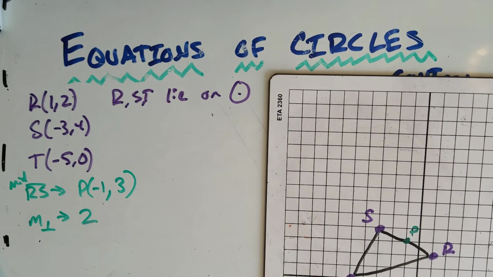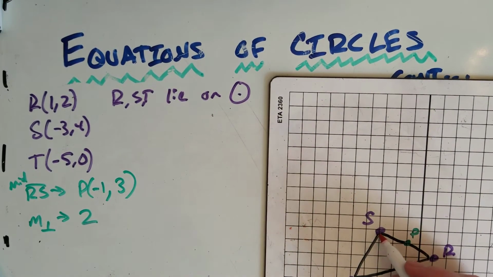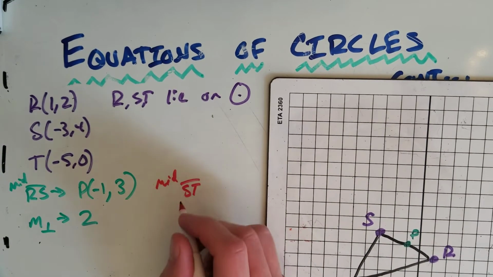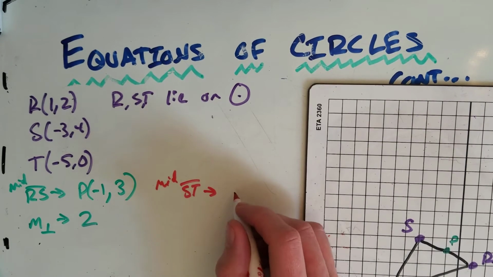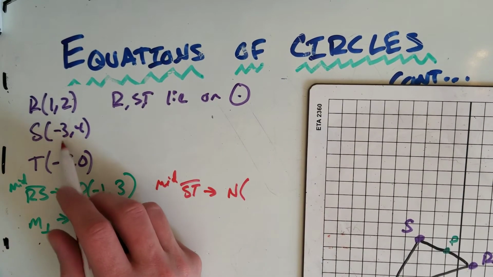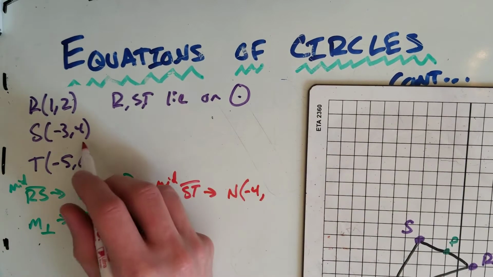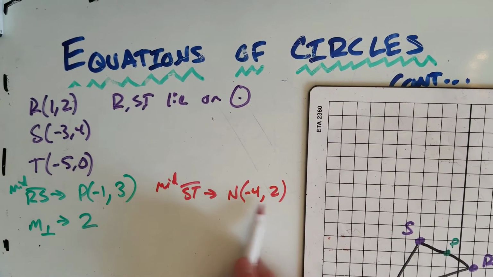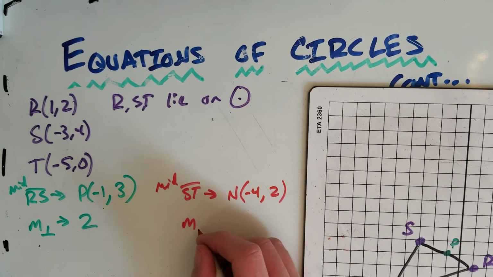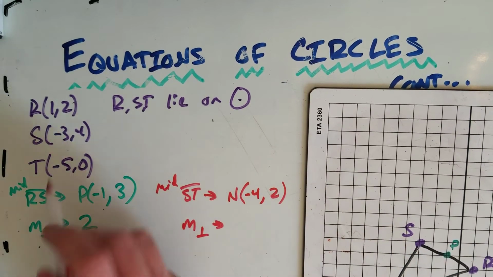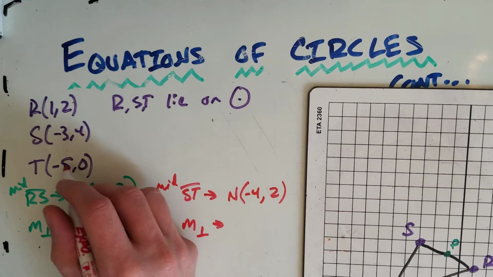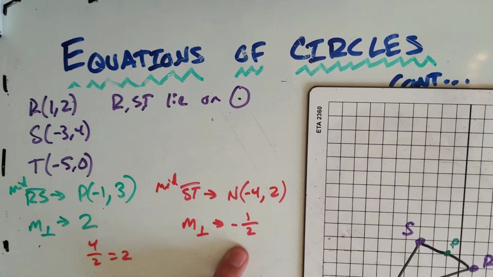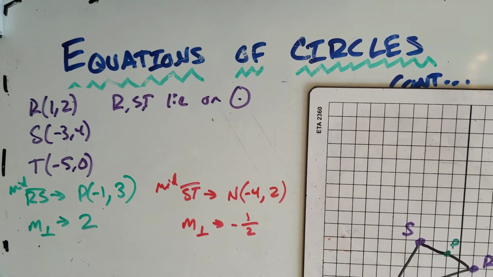Let's go in red for our second one. We'll work with ST. So ST, we have to find the midpoint. The midpoint of ST, we'll call it point N. Go ahead and take your x-coordinates, add them, take half, you'll get negative 4. Take your y-coordinates, add them, take half, you'll get 2. That's going to be your midpoint for ST. And to find the slope that's perpendicular to ST, we have a change in y of 4, change in x of 2. So the perpendicular slope is going to be the opposite reciprocal, negative 1/2.